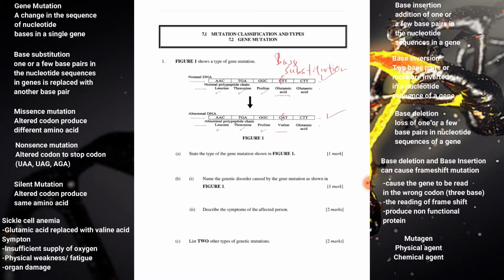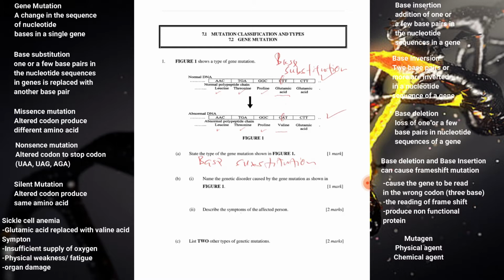Okay, what is meant by base substitution? Base substitution is when one or few base pairs in the nucleotide sequence in the gene is replaced with another base pair. Okay, I repeat. What is meant by base substitution? One or few base pairs in the nucleotide sequence in the gene is replaced with another base pair. Okay, so state the type of gene mutation. The type of gene mutation is base substitution.